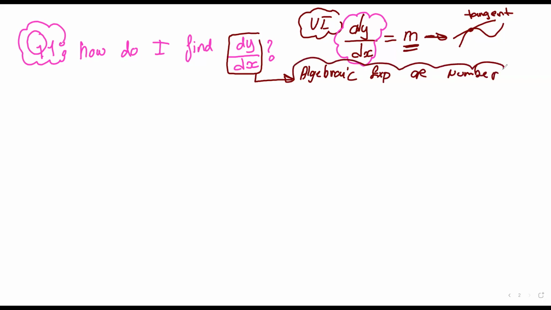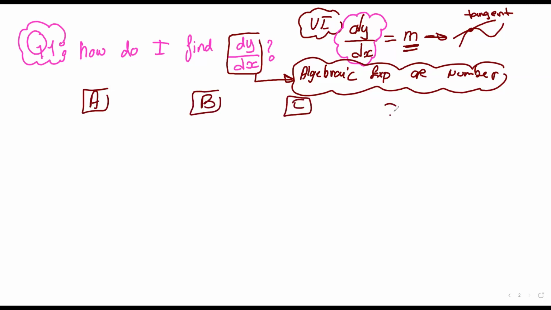We all know what an algebraic expression means: it means my answer has the letter x in it. That is the meaning of algebraic expression. In order for us to find dy by dx, we have 4 cases that you have to know: case A, case B, case C, and case D. In this video I will discuss the first 3 cases, and case D I will leave for another video. So now let's see case A, and what case A says.